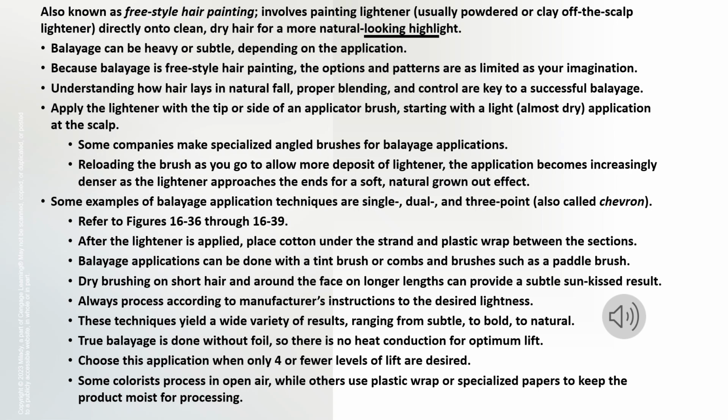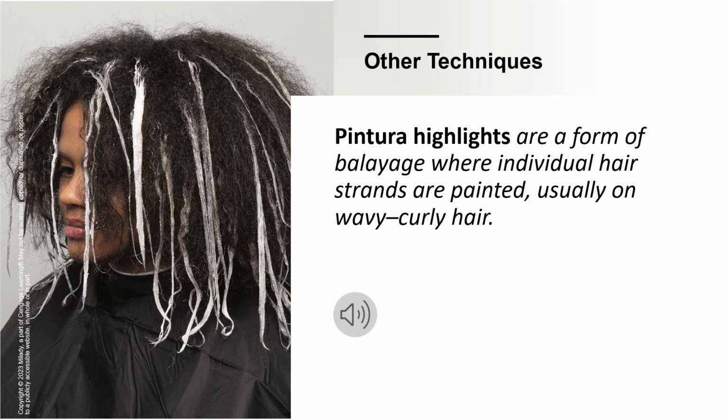True balayage is done without foil, so there is no heat conduction for optimum lift. Choose the application when only 4 or fewer levels of lift are desired. Some colorists process in open air, while others use plastic wrap or specialized papers to keep the product moist for processing. Other techniques: pintura highlights are a form of balayage where individual hair strands are painted, usually on wavy or curly hair.